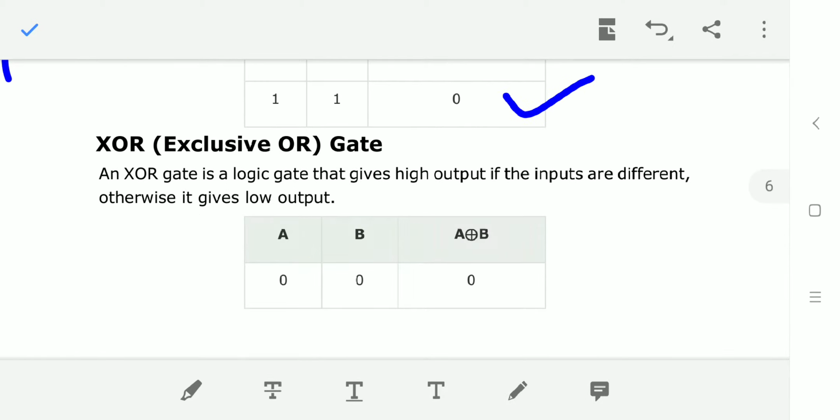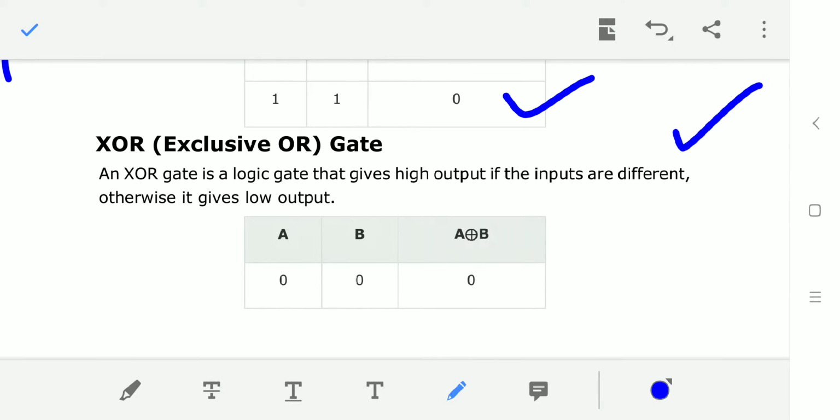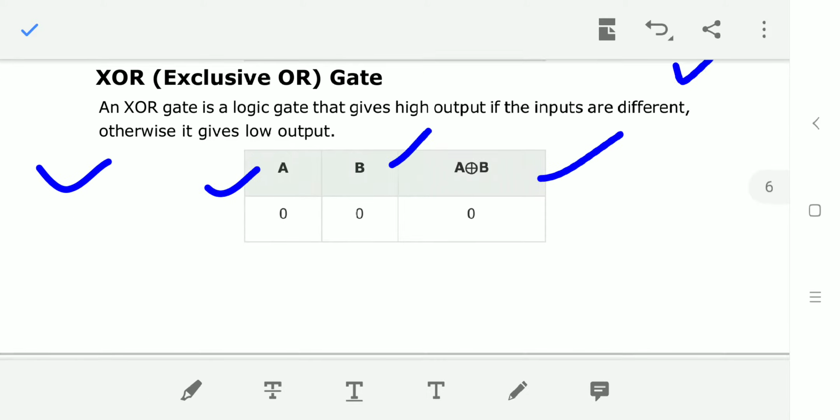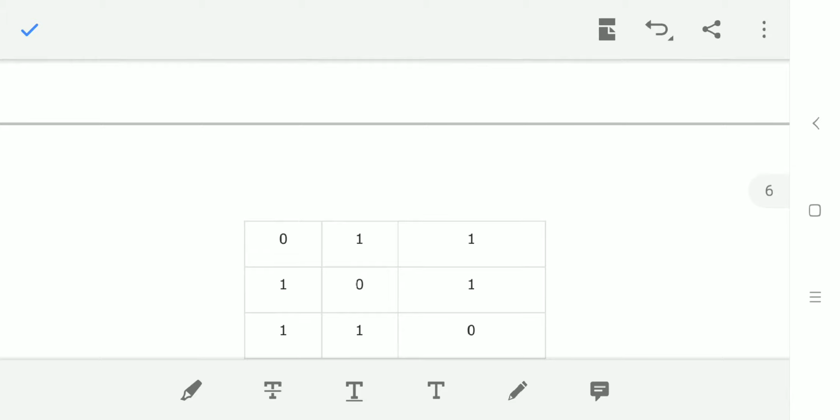Next is XOR, exclusive OR gate. An XOR gate is a logic gate that gives high output if the inputs are different, otherwise it gives low output. See, A 0, B 0, then A exclusive OR B will also be 0. You can follow these steps below also.